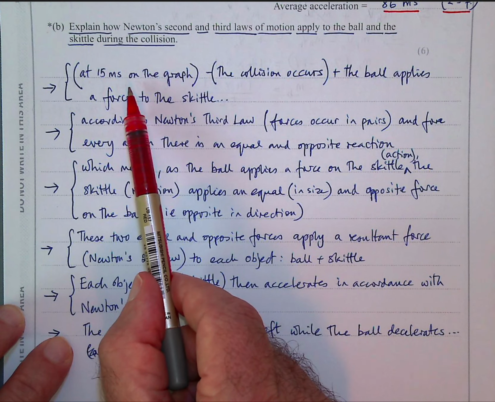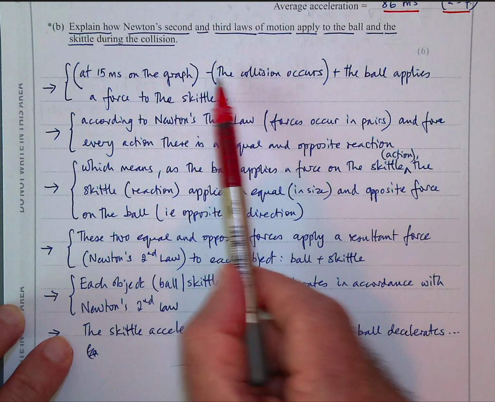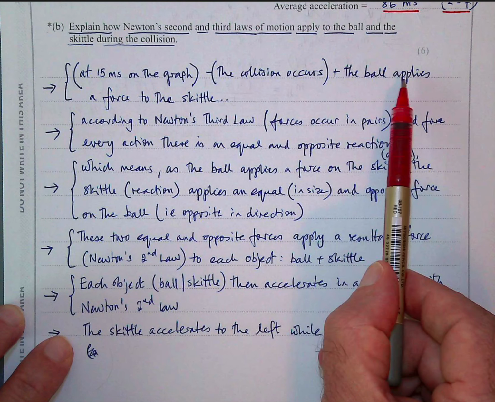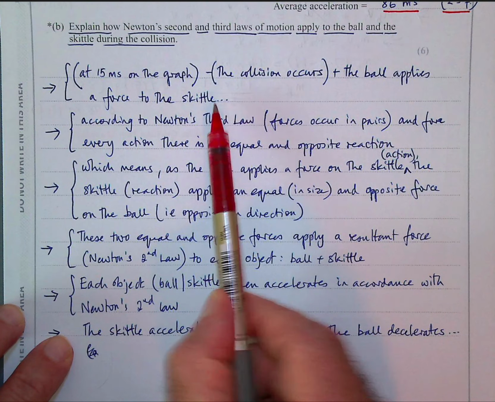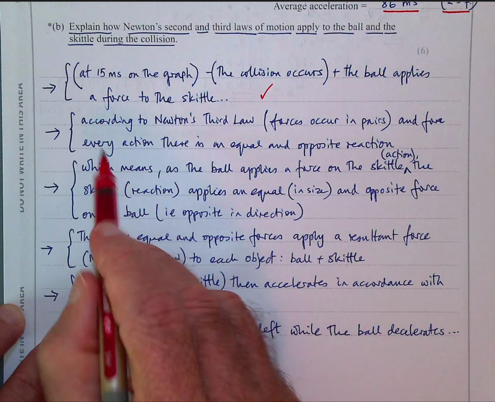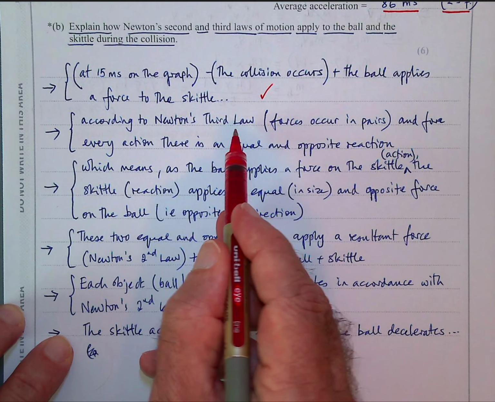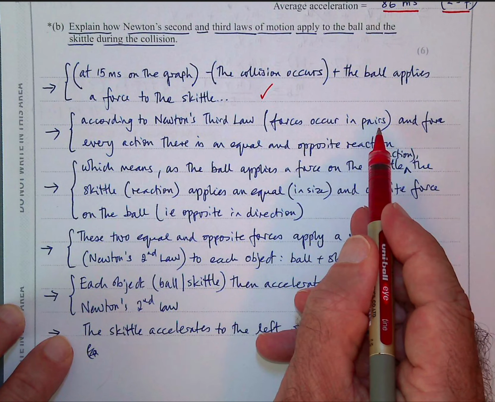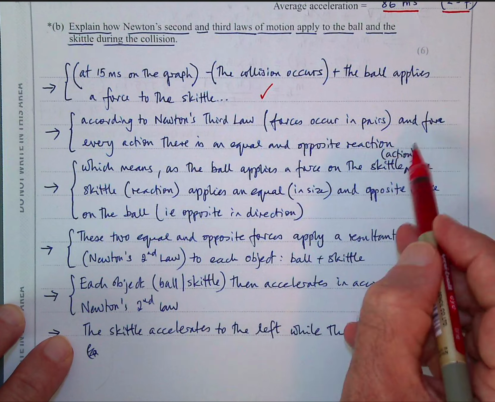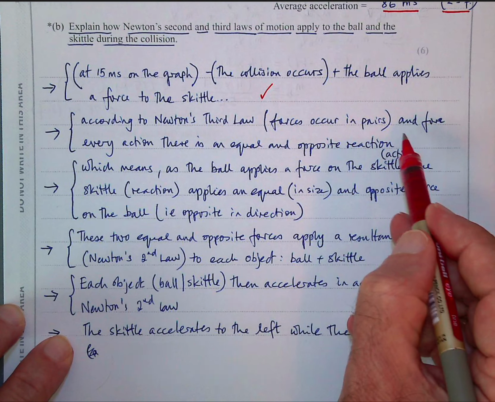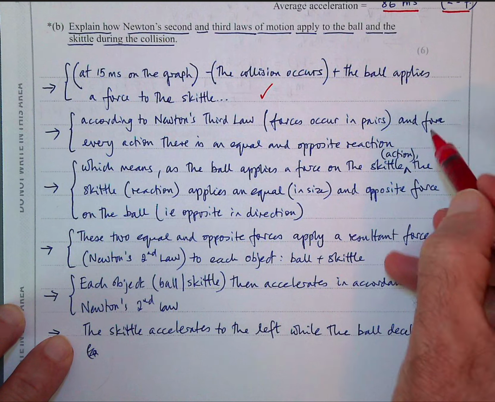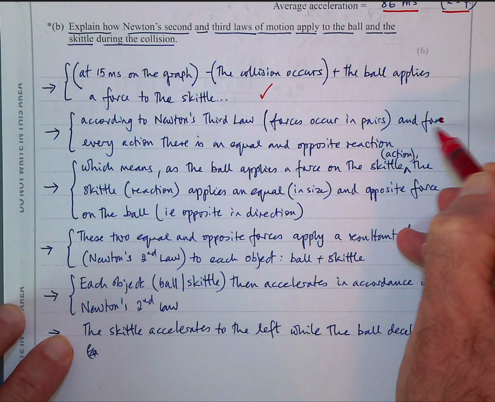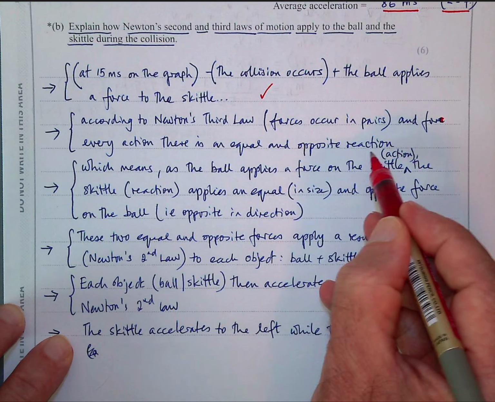So at 15 milliseconds on the graph, that's really specific, the collision occurs. And the ball applies a force on the skittle. Okay, 1 mark. According to Newton's third law, I've said, forces must occur in pairs. And force, third law, for every, I said 4, I thought I'd written 4, force. For every action, there is an equal and opposite reaction.